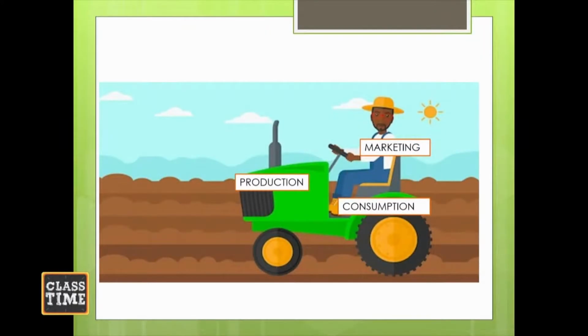Our engine would be our production. And as in every big engine, we have different parts. So production has various factors. So we have a big engine, right? For this tractor to move, it needs an engine. Great. Next, we have consumption. Consumption would be the fuel behind our engine.